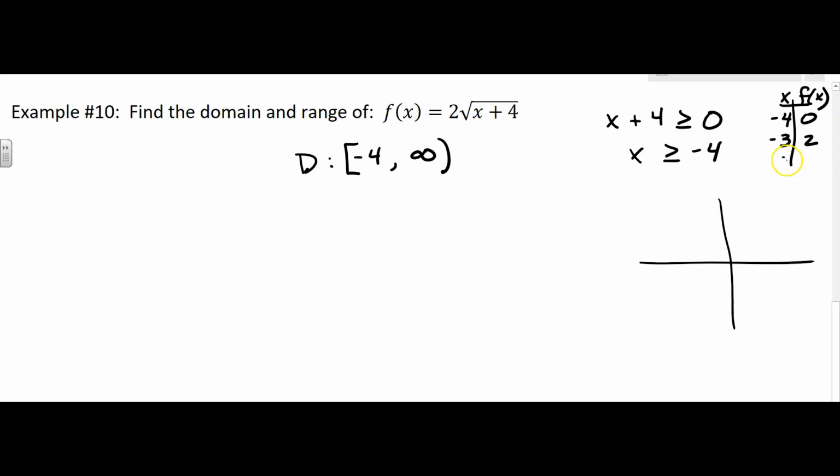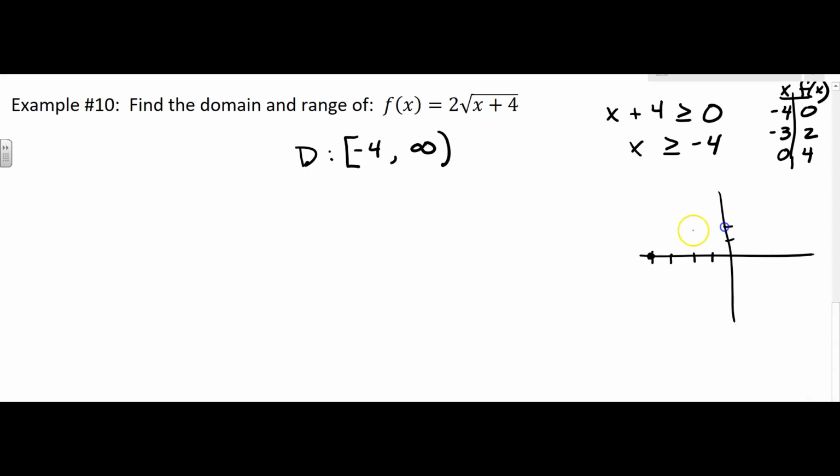And let's say I plugged in 0. Square root of 4 is 2. 2 times 2 is 4. That gives me 3 points. You don't always have to graph these necessarily, but I thought it might be helpful to see it. So there's the point -4, 0. Then I have -3, 2, which is up here. And then 0, 4, which is like up here. So it's going to make that square root shape. Mine doesn't look very good, but it's going to make that shape. It's a little bit stretched because of the 2 here.